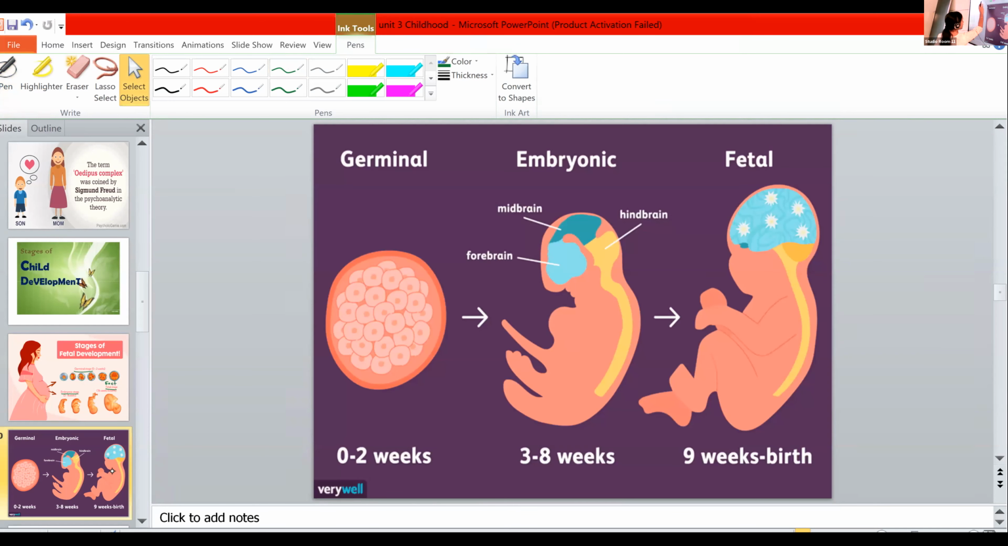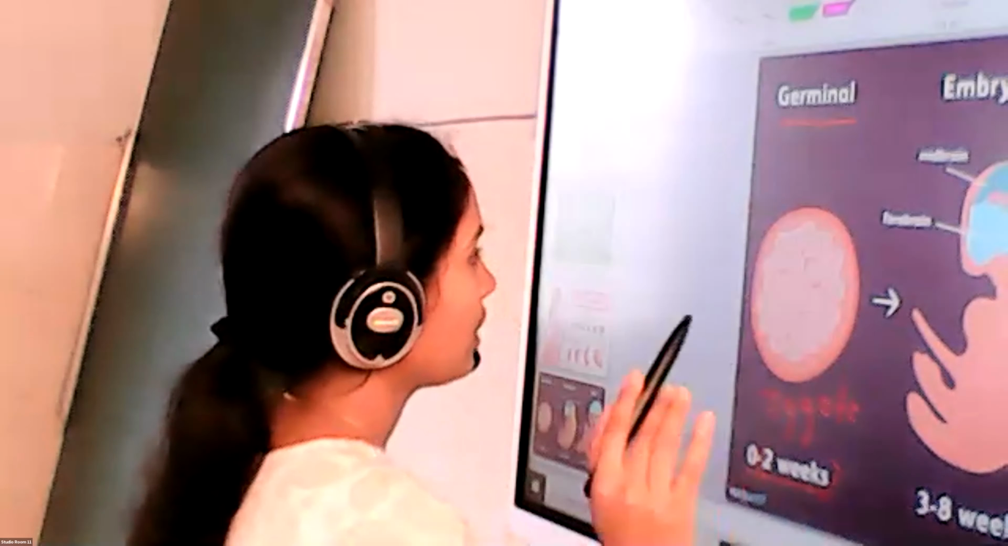The first stage is the germinal stage. The germinal stage starts from the time of conception to 2 weeks. Okay, it lasts till the age of 2 weeks of the baby. In this stage, we call the baby a zygote. Note down, okay? During this period, that is the germinal period, the development is very fast.